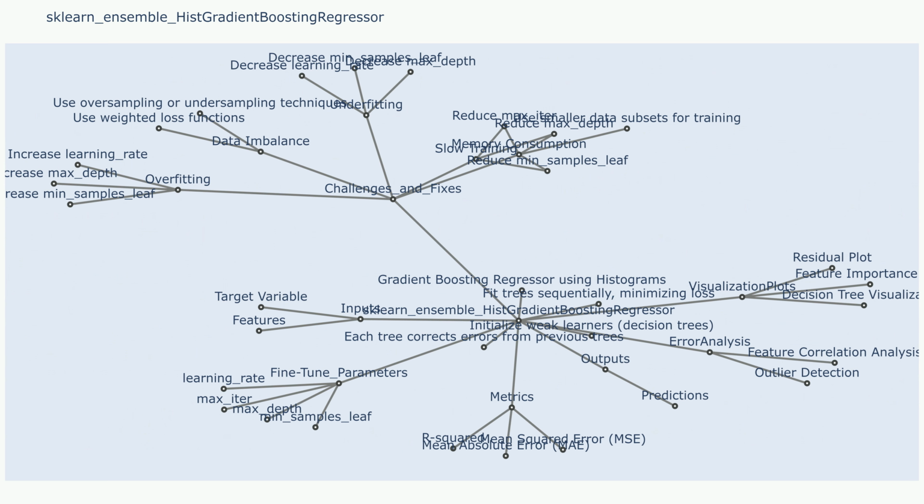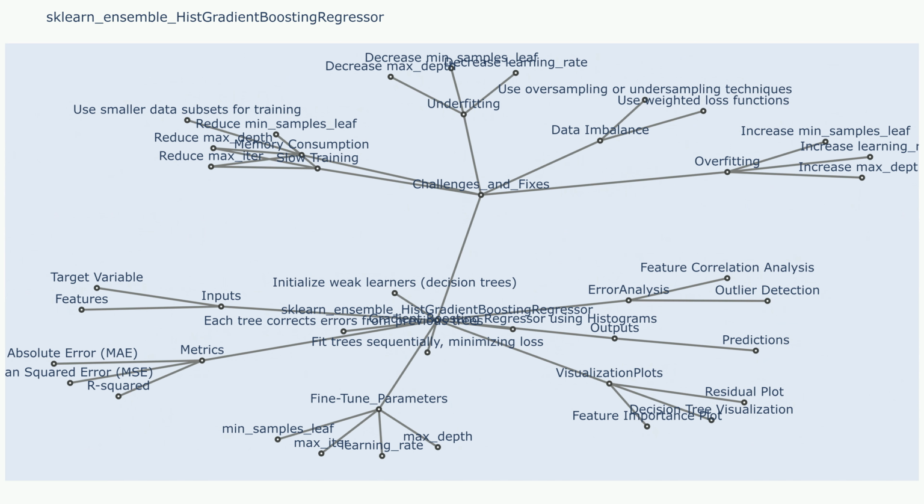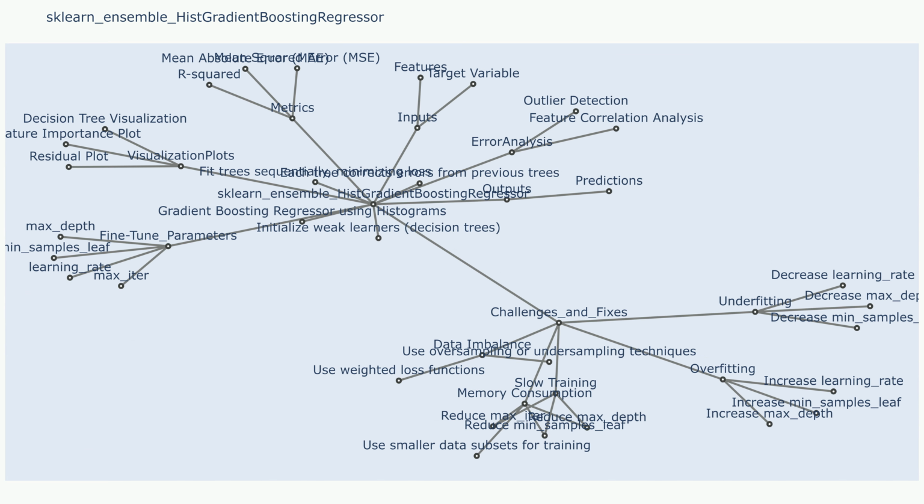Fine-tune parameters. Learning rate controls the step size at each iteration. Smaller values result in slower but potentially more stable learning. Max iter sets the maximum number of boosting iterations. Max depth specifies the maximum depth of the individual decision trees in the ensemble, limiting model complexity. L2 regularization applies L2 regularization to prevent overfitting. Min samples leaf: minimum number of samples required to split an internal node, limiting tree growth and preventing overfitting.